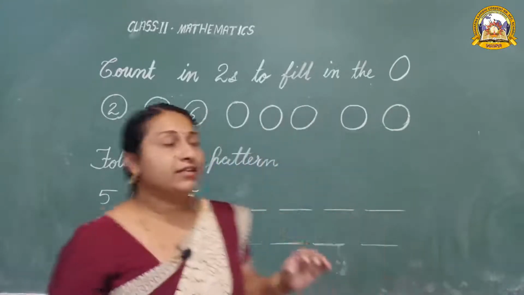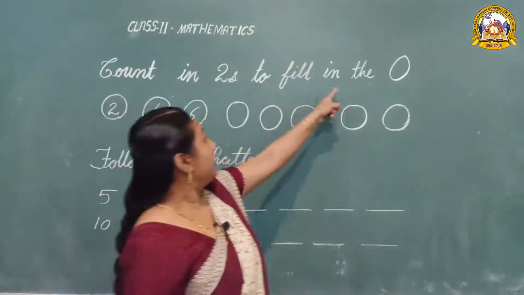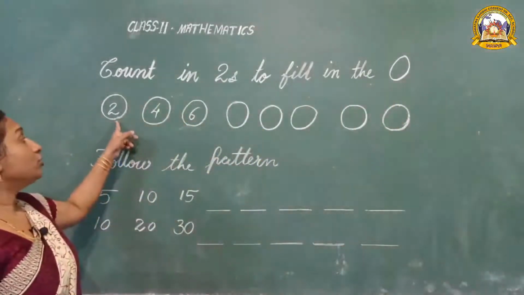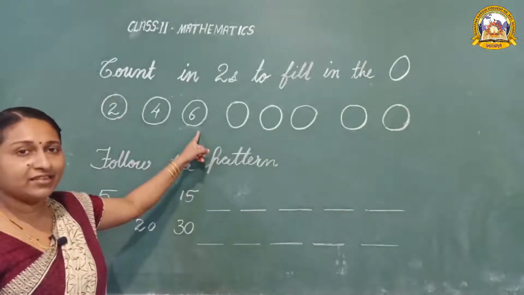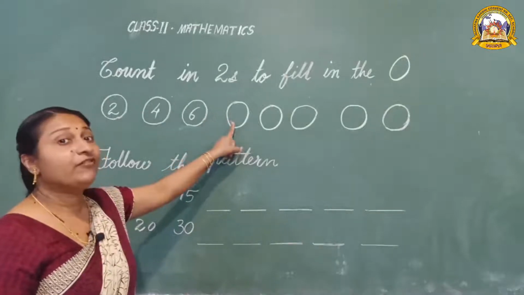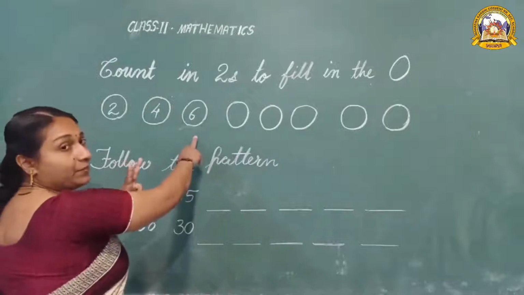Next, count in twos to fill in the blanks. Here the numbers are 2, 4, 6. What should we do to get the next number? We have to add 2 to this number.